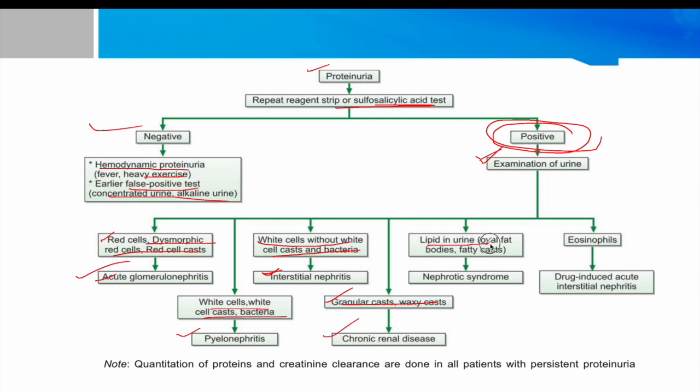And if we get lipid in urine like oval fat bodies or fatty casts, it is a case of nephrotic syndrome. And if we get eosinophils, guys, if we get eosinophils in the urine, it is a case of drug-induced acute interstitial nephritis. It is very important. If we get eosinophils, it is a case of drug-induced acute interstitial nephritis. So now let's move on.